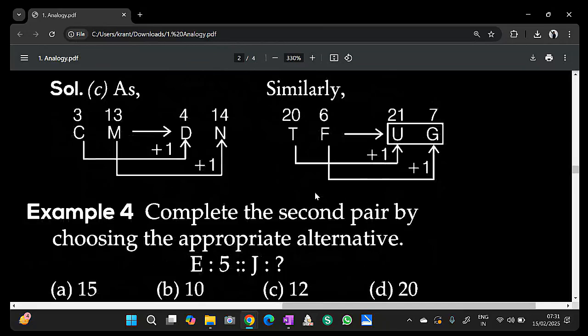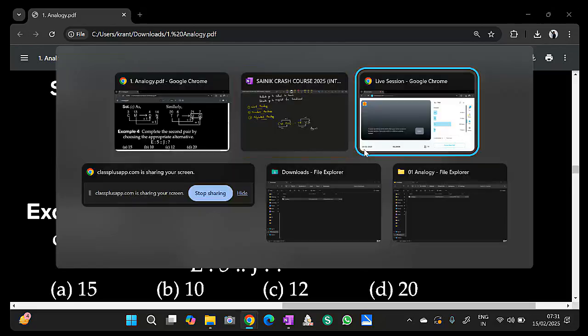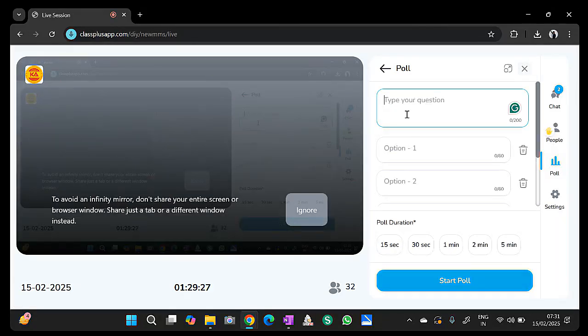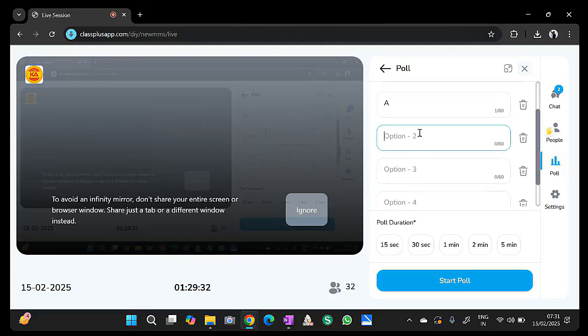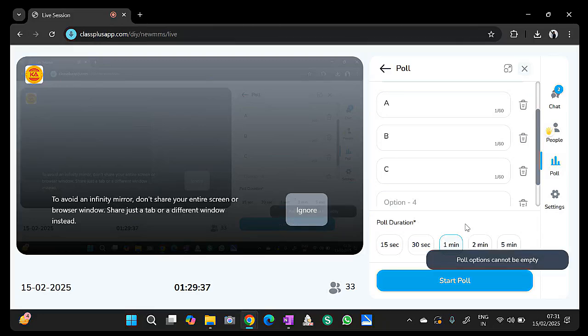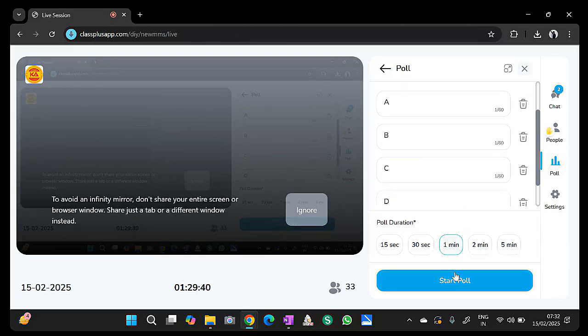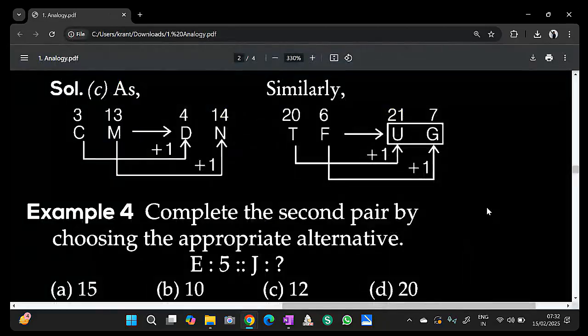Next, example 4. Complete the second pair by choosing the appropriate alternative. E5 J question mark. Very simple question again. Participate in the poll. Giving 1 minute. The question is, complete the second pair by choosing the appropriate alternative. E is to 5 as J is to question mark.